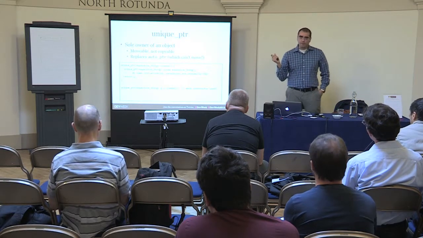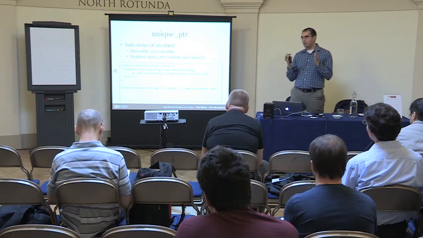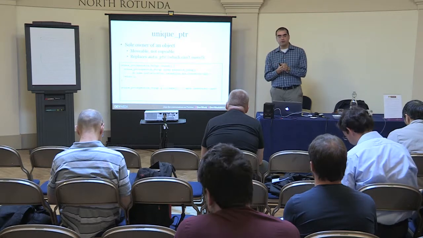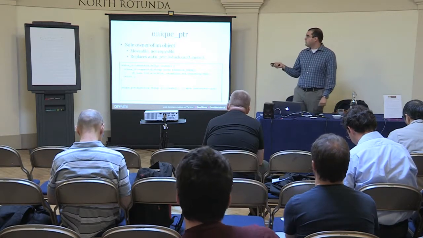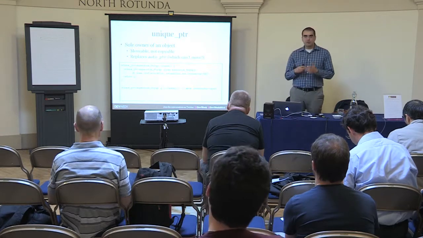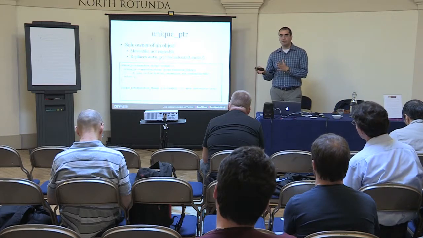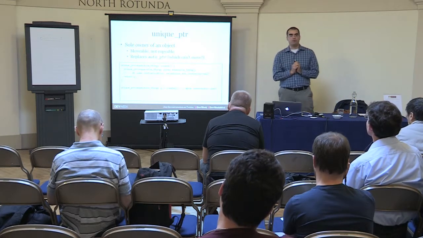unique_ptr, again, expresses unique ownership of an object. I am the only piece of code in this program, the only memory location that has ownership of a particular block of memory. unique_ptr is movable, but not copyable. So you cannot create multiple copies of a unique_ptr. You have only one at every given time pointing to a certain memory location.